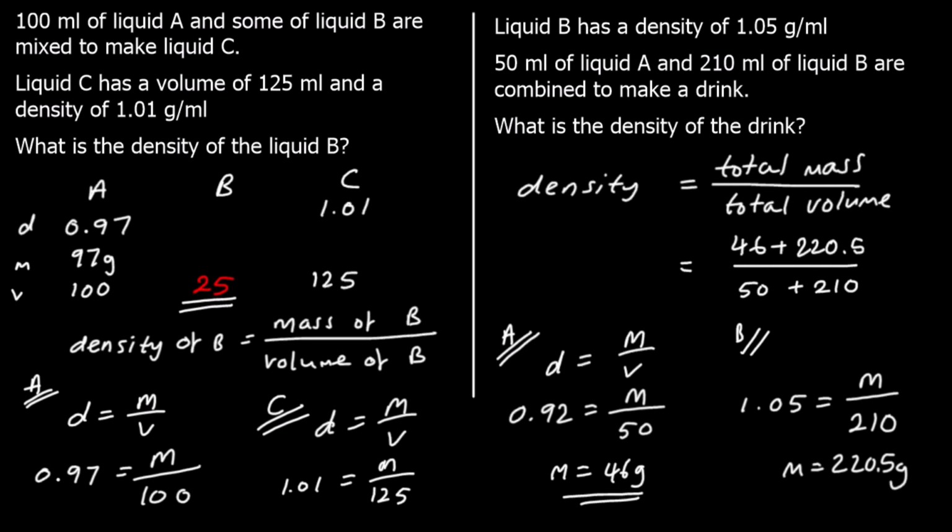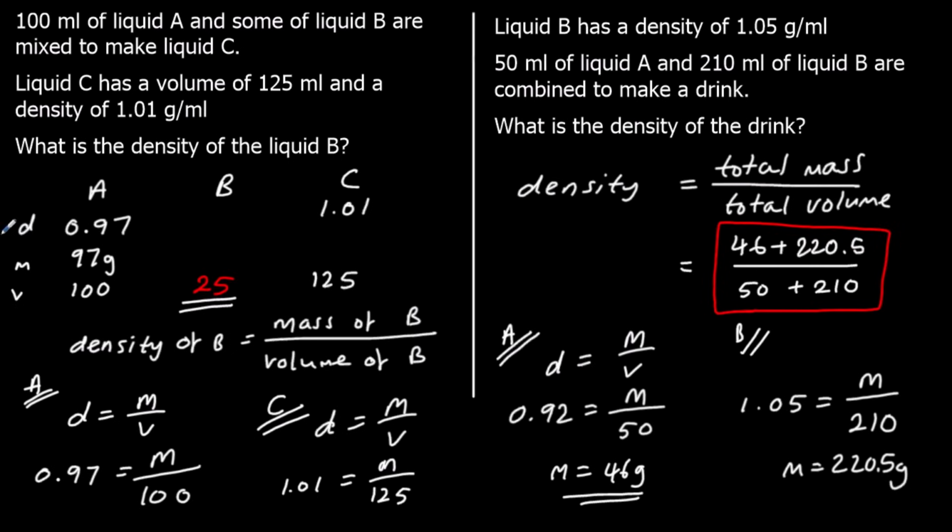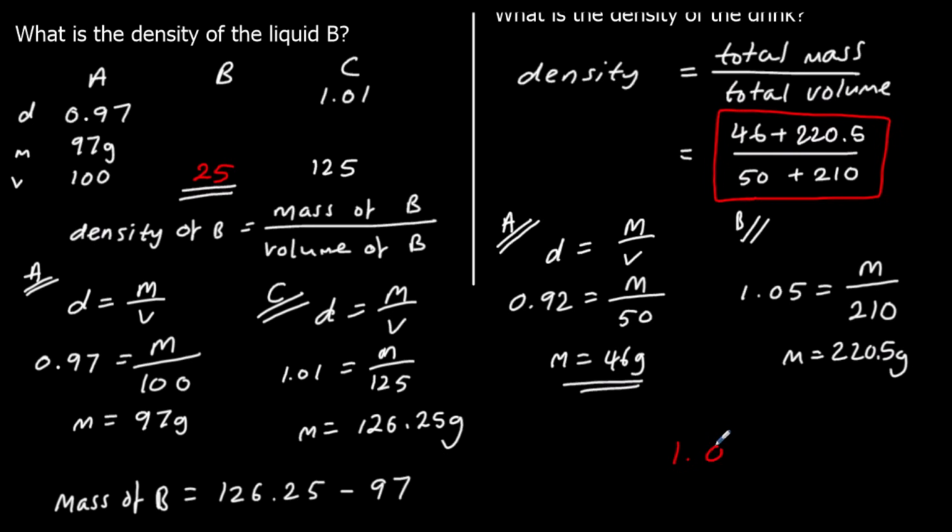So we have the density of the combined drink is going to be total mass over total volume. So we're going to type this into the calculator. So the total mass is 46 plus 220.5. The total volume is 50 plus 210. And that gives us a total density, an overall density of 1.025. So we've got 1.025 and it's in grams per milliliter.